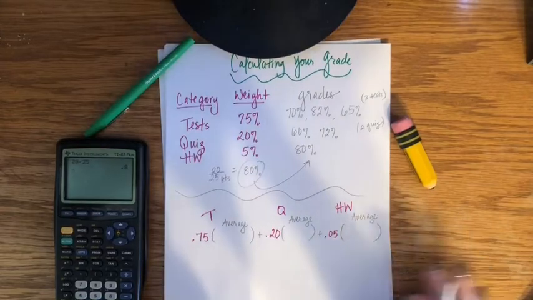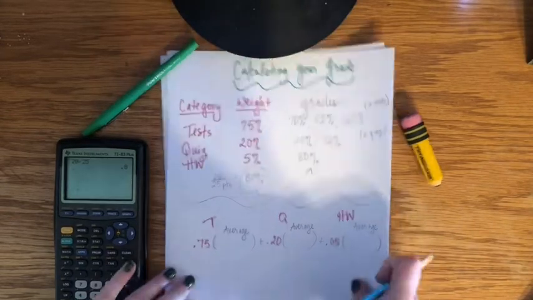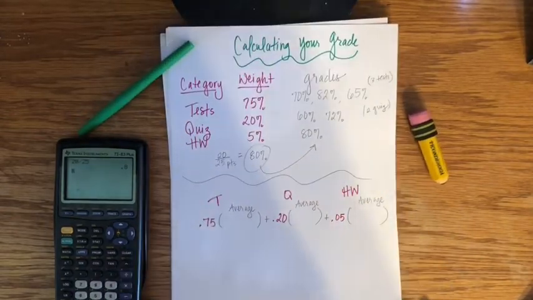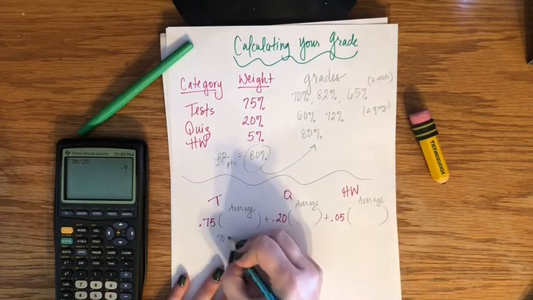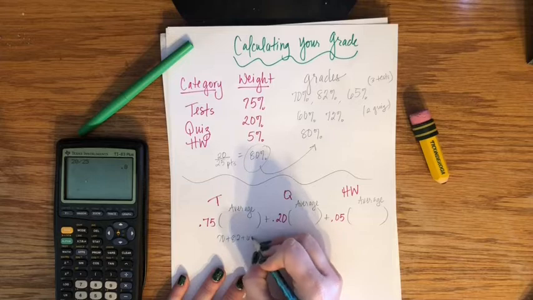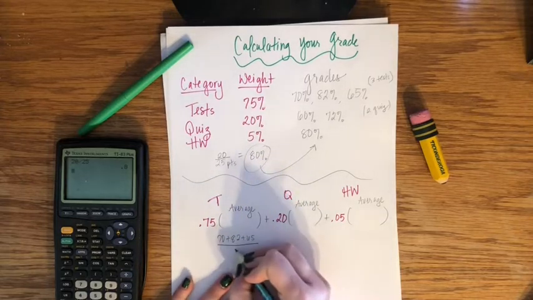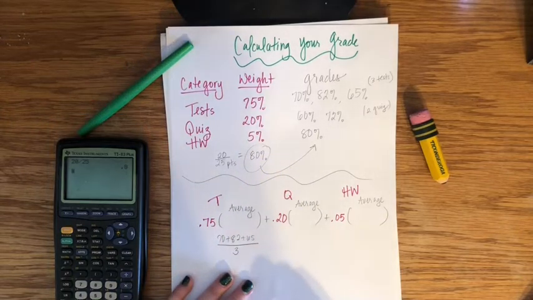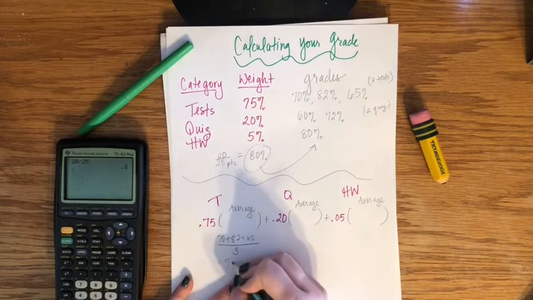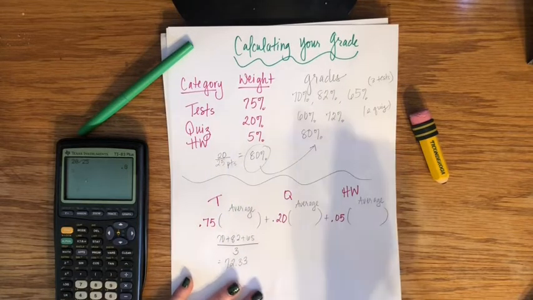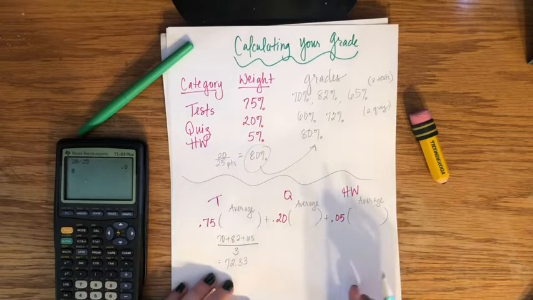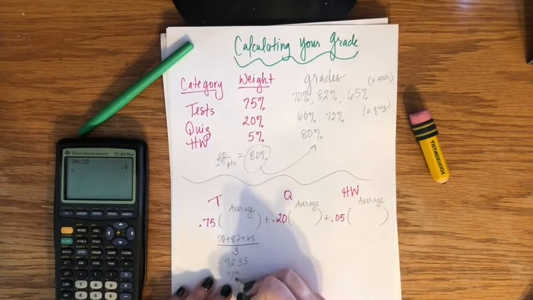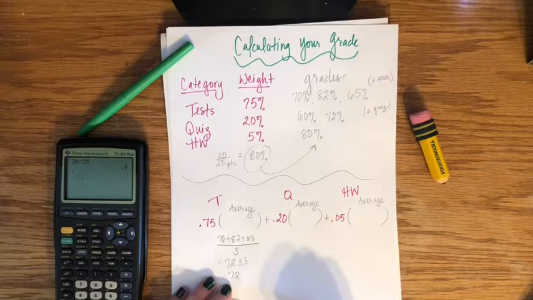Let me move this up. Okay, so how do I get my test average? Well, I know I got a 70, an 82, and a 65. So we're going to take all 3 of those, add them together, and that gives us 72.33. Now, obviously, if you keep the decimals, you're going to have a more accurate answer. When I do this, I always just round to a whole number, so I'm going to get 72.